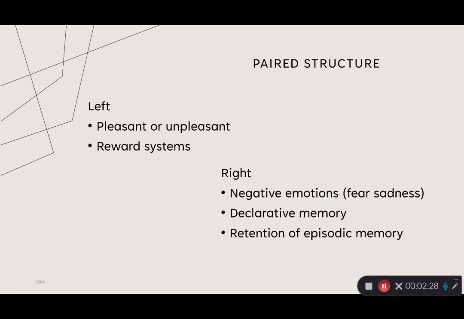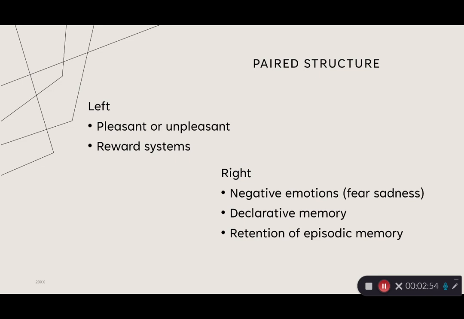Paired structure, which is talking about the left and right amygdala and their differences. The right and left sides of the amygdala have independent memory systems that work together to store and interpret emotion. The left side, when stimulated, is able to induce pleasant or unpleasant emotions like happiness or fear, anxiety, and sadness, while the right side can only induce negative emotions.